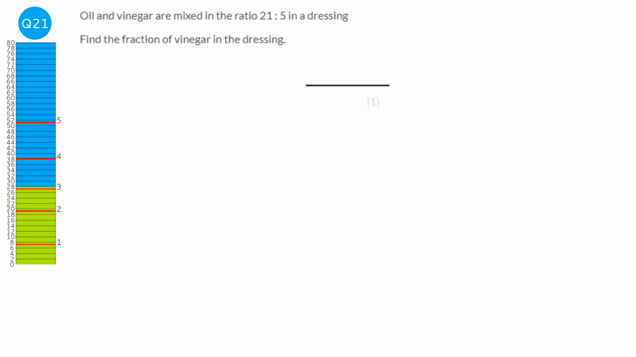So we've got to first of all work out how many parts there are altogether. So oil has 21 parts, vinegar has 5, so altogether there's 21 plus 5, which is 26 parts. Now how many of those parts are vinegar? Well, vinegar is the second one, so it's going to be this 5. So vinegar has 5 out of the 26 parts, or a fraction would be 5 over 26.